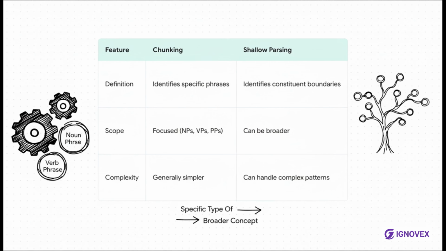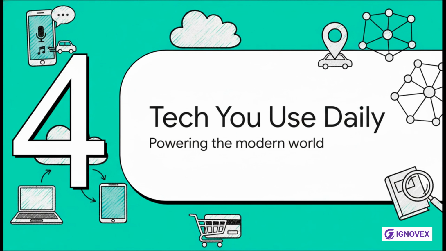Think of shallow parsing as the general idea of finding phrase boundaries, and chunking as a very specific type of it that focuses on useful things like noun phrases and verb phrases. At the end of the day, they're both about one thing: speed over depth. Okay, so that's the techie stuff. But this is where it gets really cool, because this simple idea is the engine behind so much of the technology you use every single day.